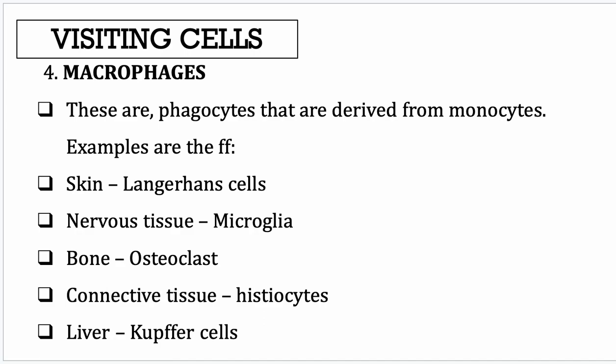So, in different places sa imong body, we call them with different names. So, when you say your skin, no, we call those macrophages as Langerhans cells. Nervous tissues, we call them microglia cells. Your bone, they are called as your osteoclast. In your connective tissue, we call them as histiocytes. And in your liver, we call them your Kupffer cells.